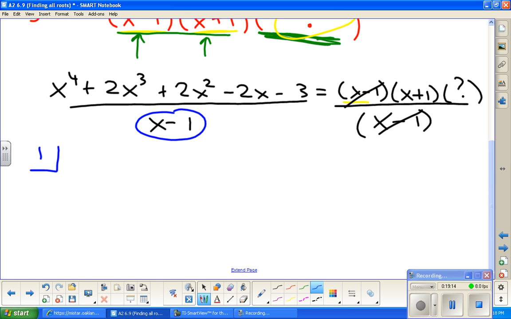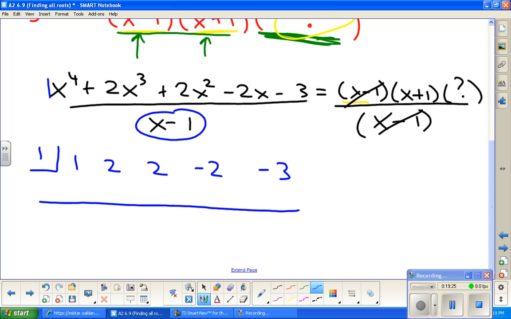Then list the coefficients, right? So we got a 1x to the fourth, 2x to the third, 2x squared, negative 2x, and a minus 3. Then you have your synthetic process. We're going to bring the 1 down and go from there. We're going to multiply 1 by the 1 to get 1. I'm a step ahead here.